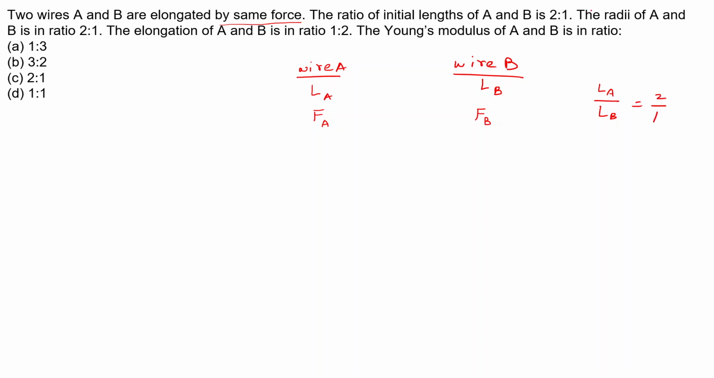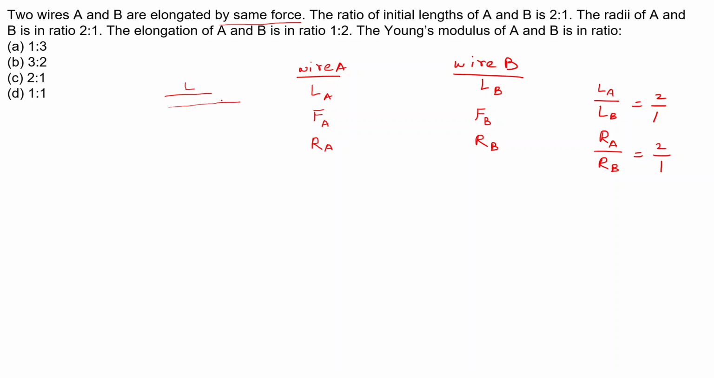The radii of A and B are in the ratio of 2:1. The radius of wire A, let's call it RA, and the radius of wire B, let's call it RB, and it is given in the problem itself that the radius of wire A to the radius of wire B is 2:1. So the length was in 2:1 ratio, and the radius is also in 2:1 ratio. The elongation is in the ratio of 1:2. So this is the original length.